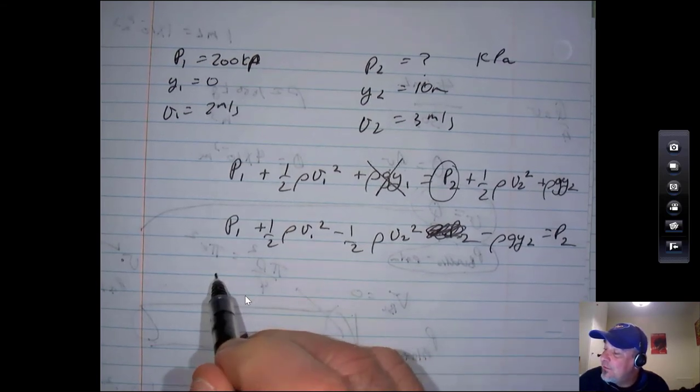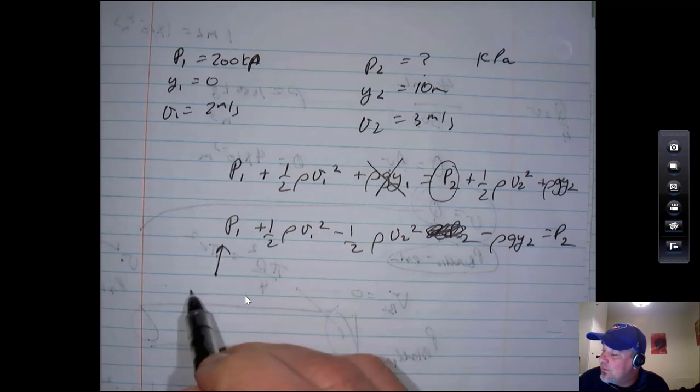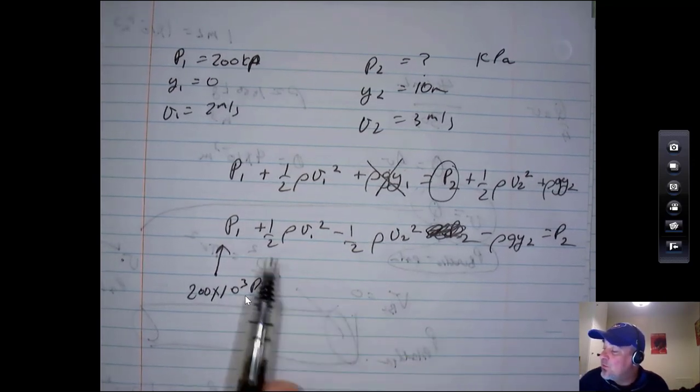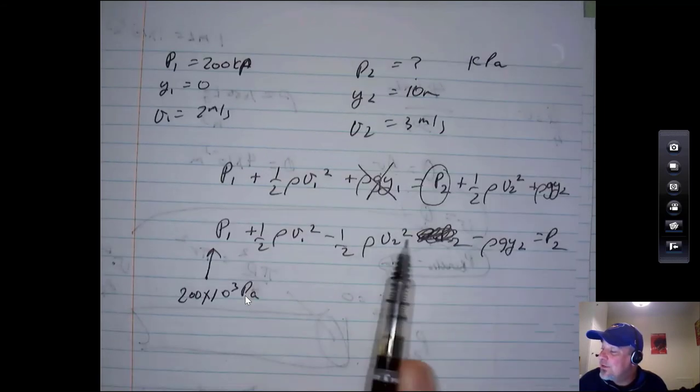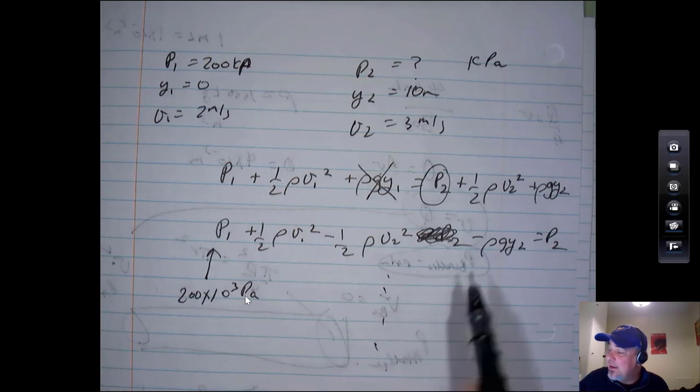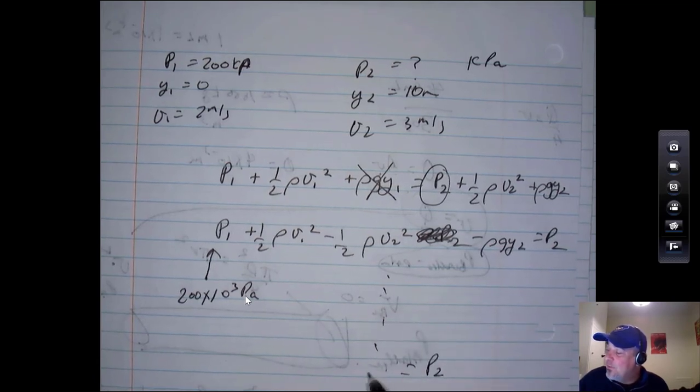So you have everything. Just make sure that you put this as 200 times 10 to the third pascals when you add it to all these other SI terms. And then you've got to convert the final answer. So get the final answer. It'll be in pascals. Convert it to kilopascals.